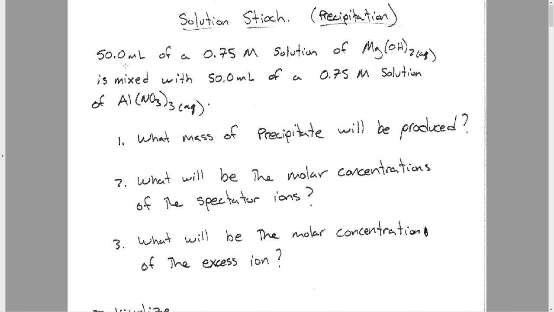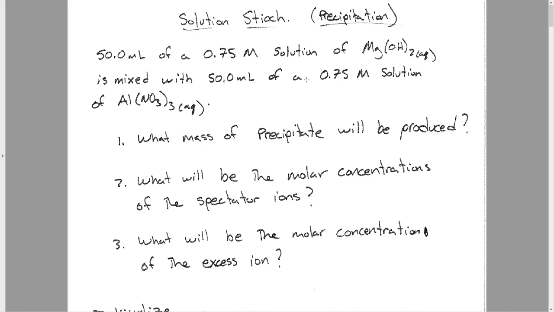Okay, so we have a 50 milliliter solution that is 0.75 molar, and it's magnesium hydroxide. So we got a magnesium hydroxide solution. This is the molarity, and that's the volume. And we're going to mix it with a 0.75 molar solution of aluminum nitrate, and same volume, 50 milliliters. So we're mixing 50 milliliters of this solution with 50 milliliters of this solution.